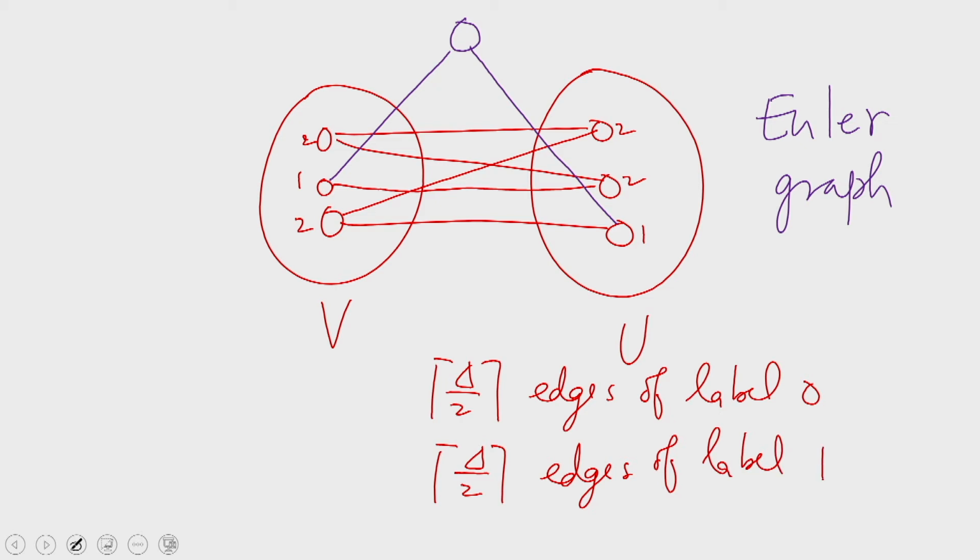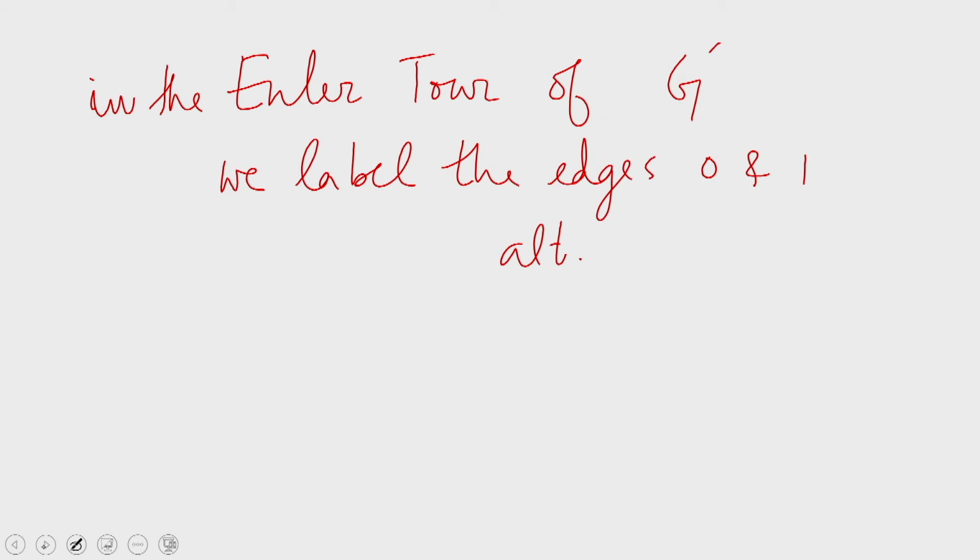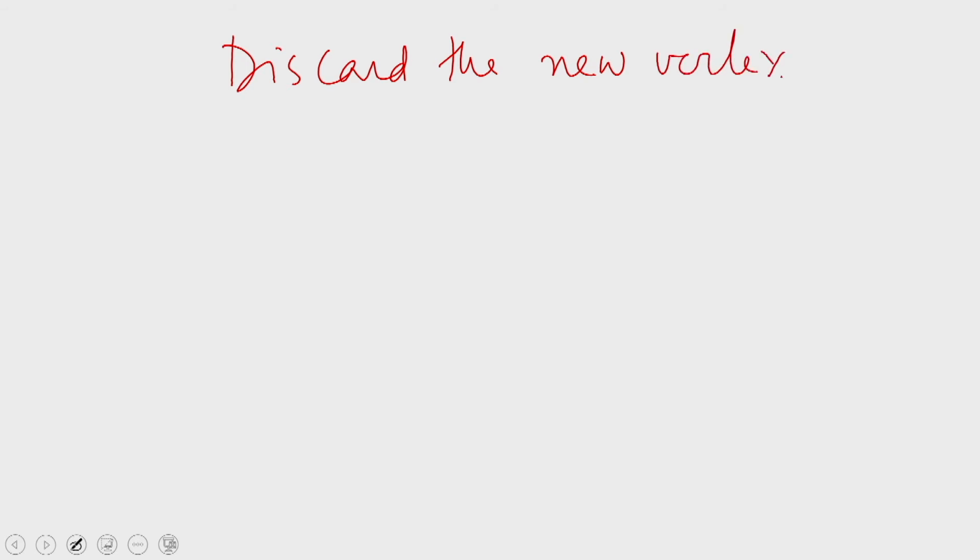At every single vertex in the graph, in the enhanced graph G prime, there are exactly ceiling of delta by 2 edges of label 0 and ceiling of delta by 2 edges of label 1 at every single vertex. That is assuming that the original graph was delta regular. Then let us discard the new vertex, which is the blue vertex in the figure, and discard the new edges. So, we are going back to the original graph.